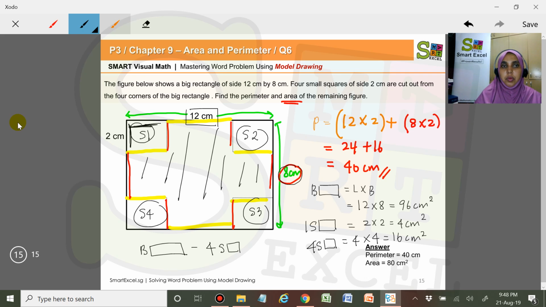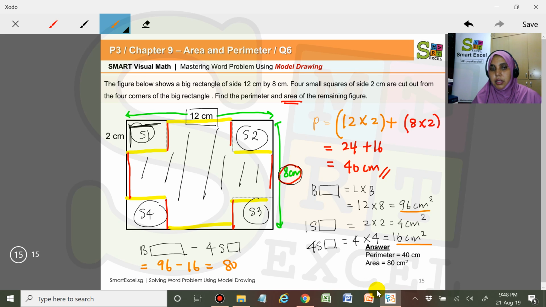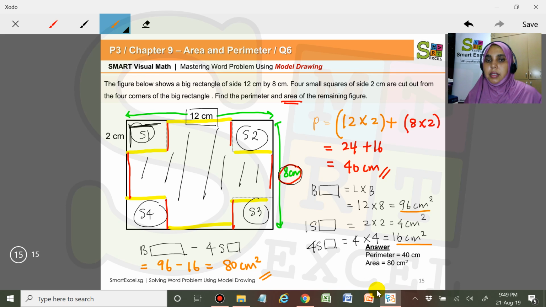So from here we're going to take the rectangle minus the 4 squares. This is 96 minus 16, and we have 80 cm square. Alright, so I hope this is clear enough for you to see, understand, and able to explain clearer to your child at home.